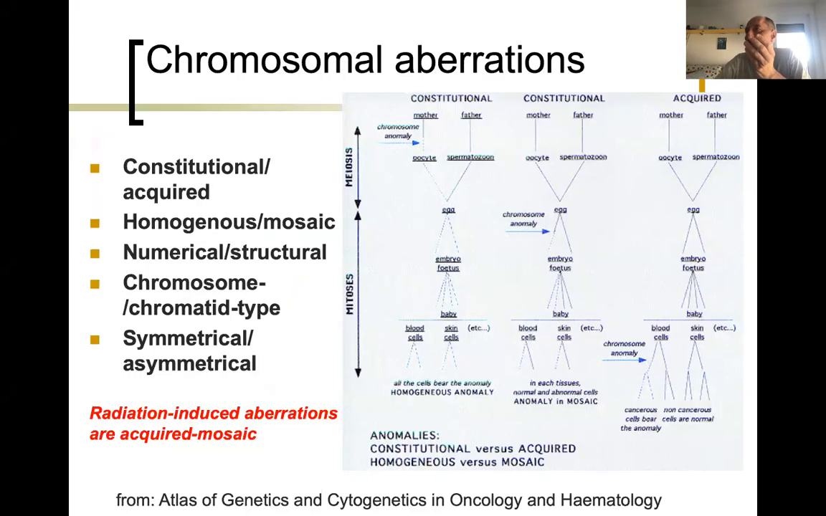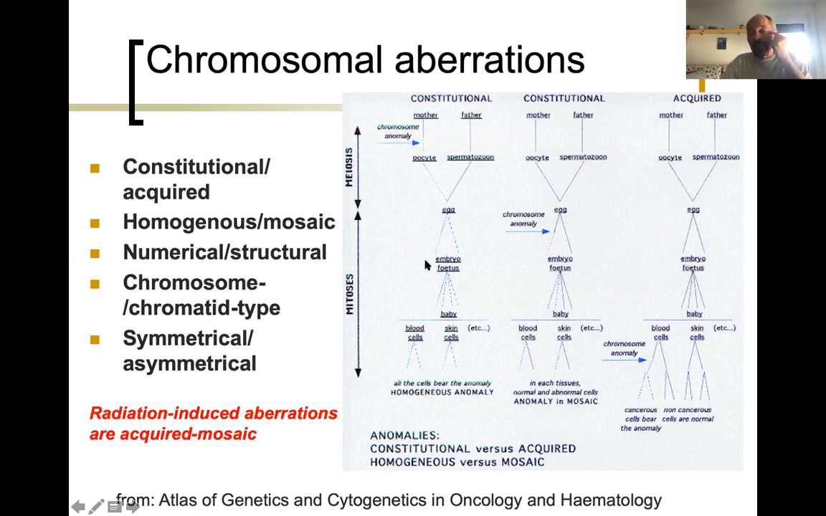Now, this is the normal karyotype. It's called the karyotype of the humans. So all of us have these chromosomes. But of course, the topic of this lecture will be the aberrations in this karyotype, the induction of these aberrations and their consequences.